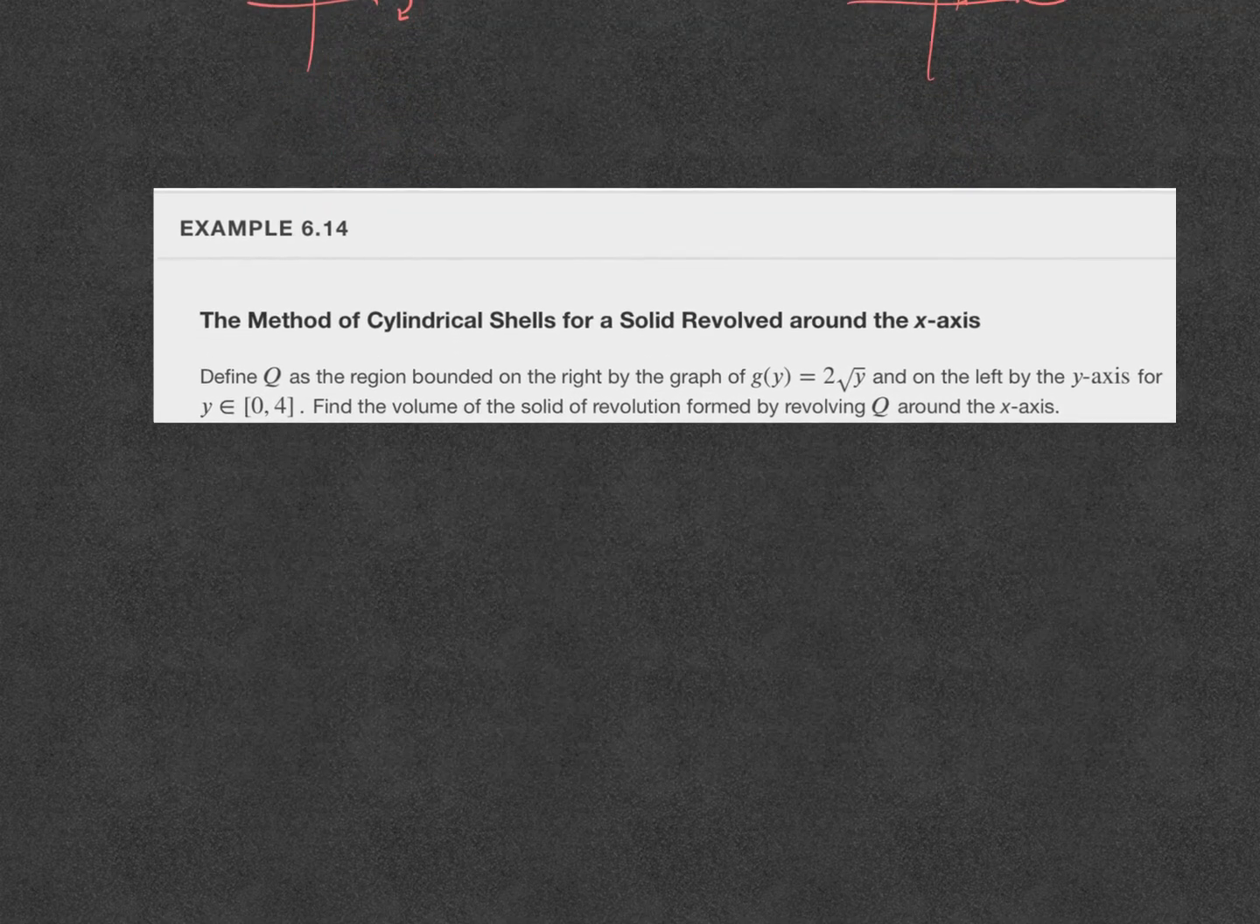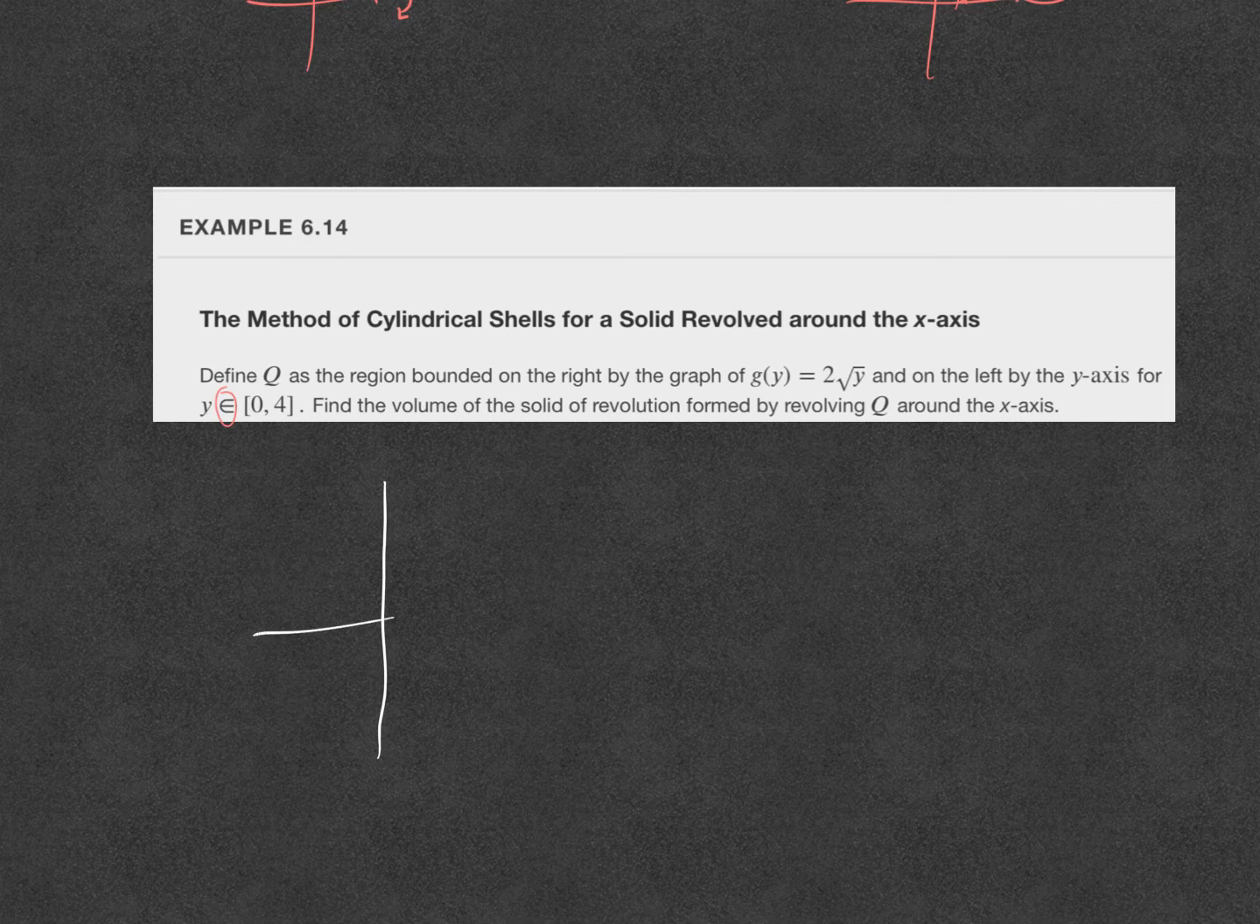In the example here, Q is the region bounded by g of y equals 2 radical y on the left by the y-axis, for y in, this is like notation for contained in, that's just the interval 0 to 4, and we're revolving around the x-axis. So to start, let's get a quick little sketch.